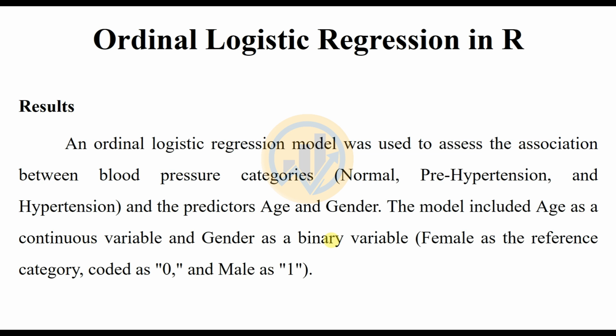An ordinal logistic regression model was used to assess the association between blood pressure category (normal, pre-hypertension and hypertension) and the predictors age and gender. The model includes age as a continuous variable and gender as a binary variable, with female as the reference category coded as 0 and male as 1.